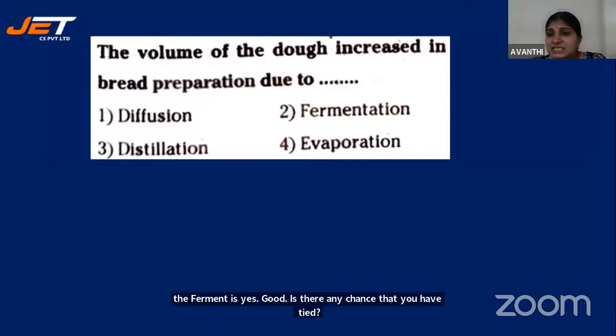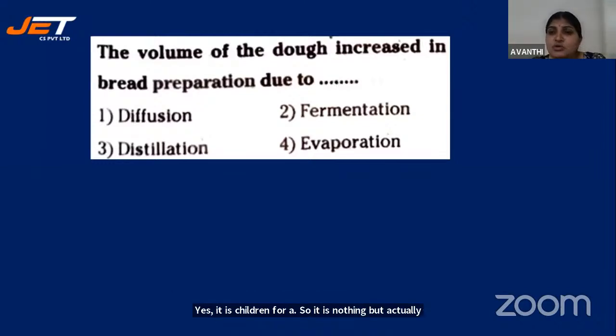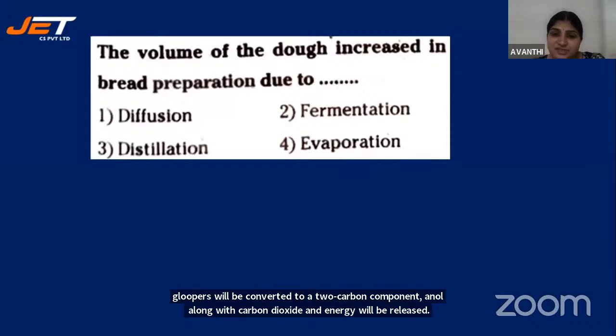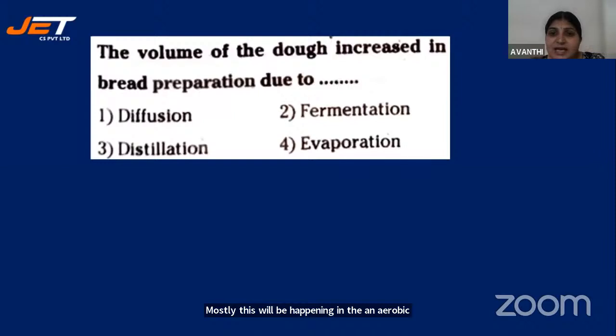So it is nothing but actually anaerobic respiration. So glucose will be converted to a 2-carbon compound ethanol along with carbon dioxide and energy will be released. Mostly this will be happening in the anaerobic respiration, that is yeast cells. Yeasts are the anaerobes and yeasts are actually known as baker's yeast. It is completely used in the baking industry and also it is used in the preparation of alcoholic beverages. That process is known as fermentation. This process was discovered by Louis Pasteur.